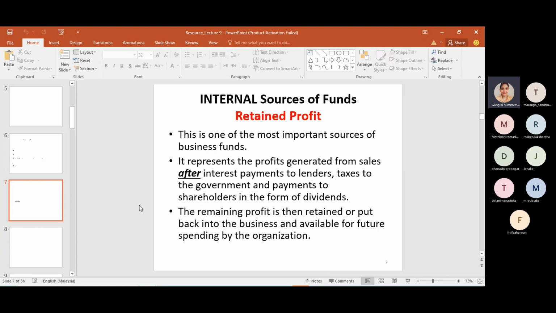Okay, so we can use the retained profit to upgrade the company, like maybe to buy supplies, maybe to buy raw materials, and maybe to buy some new machines or to buy new equipment. Okay, so likewise, the remaining profit or the retained profit can be used back into the business activities.